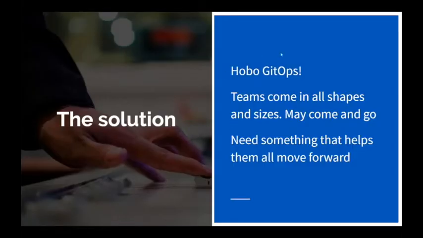So, I came up with something I have nicknamed Hobo GitOps, and I'll get into more details later on about the differences between Hobo and regular GitOps. But in short, it goes with the acknowledgement that the teams are going to be at different maturity levels. They're going to be doing different things. They're going to have different needs. So, true GitOps isn't necessarily going to be a good fit for all of them right now, but we can come up with something that will help them move towards it.